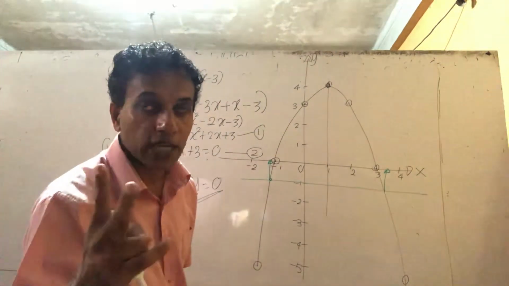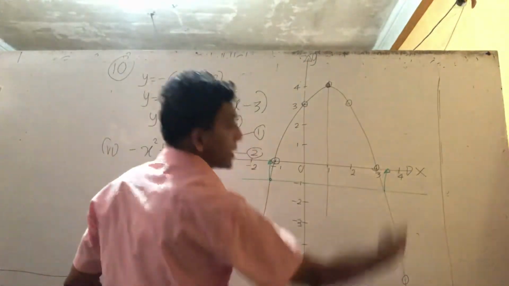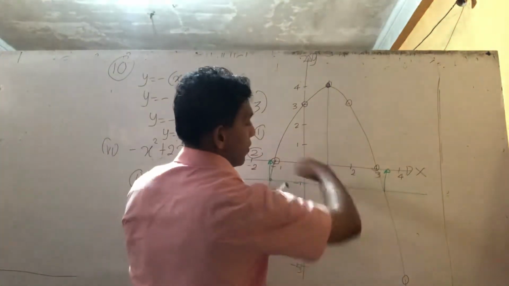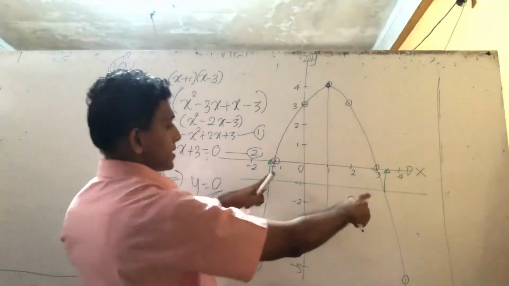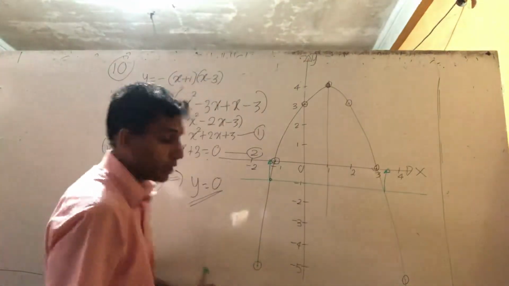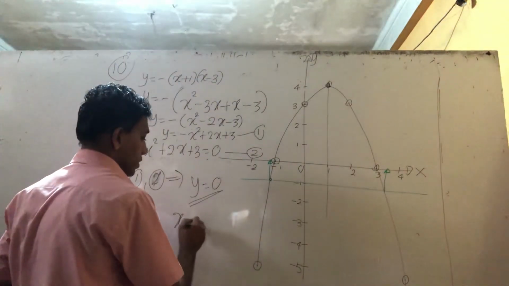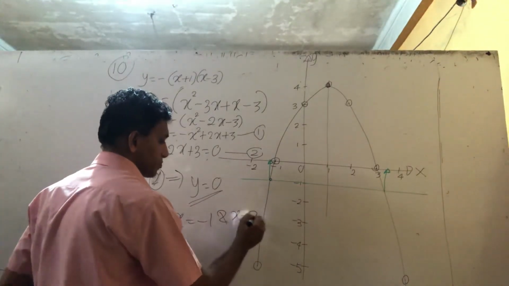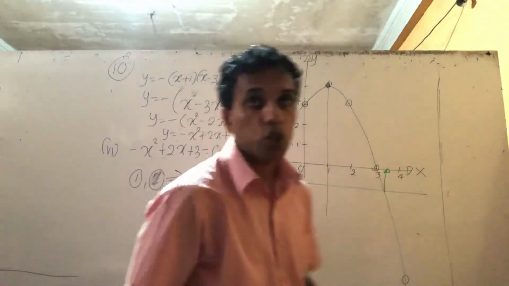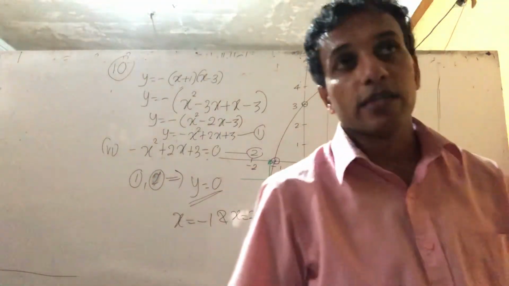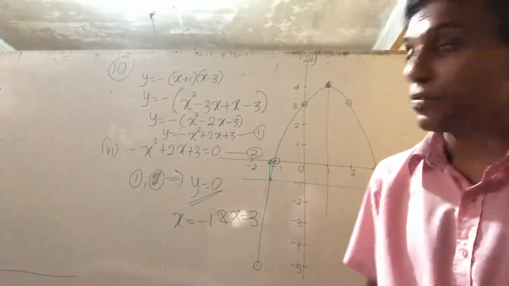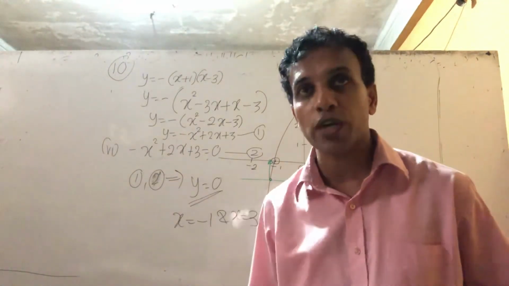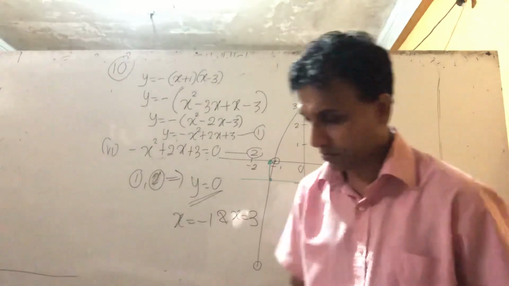Therefore, what are the two solutions? Where this parabolic curve cuts the x-axis, at minus 1 and here at 3. Where the curve cuts the x-axis, those are the two solutions, right? So x equals minus 1 and x equals 3. These are the two solutions of this quadratic equation. We call them the roots.